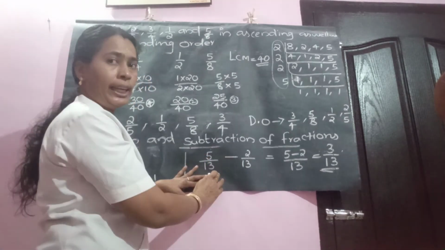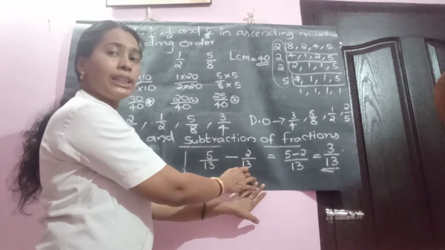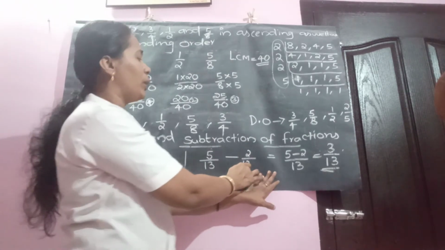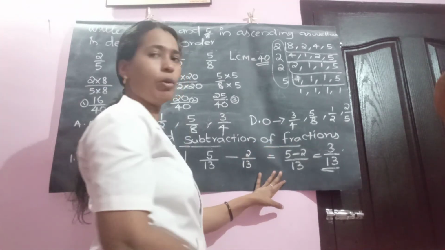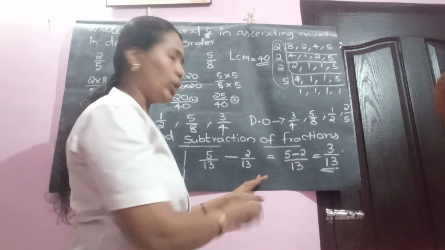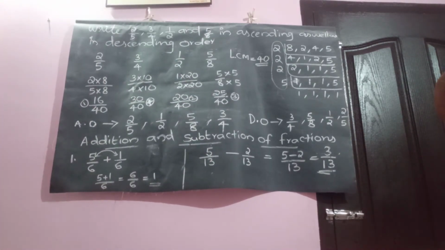5 by 13 minus 2 by 13 is given. Both have the same denominator. So what do we want to do? Just subtract the numerators. 5 minus 2, how much? 3. 3 by 13. So subtraction and addition are possible when the fractions have the same denominator.